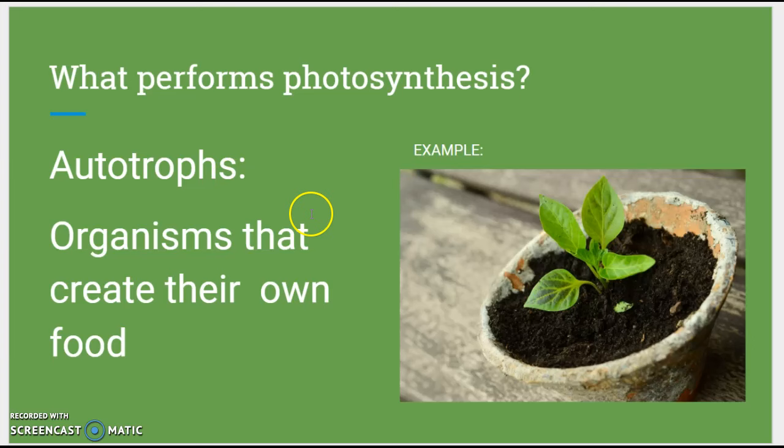So what performs photosynthesis? This should be a review. Organisms that create their own food, so plants, are called autotrophs. That should be a review from middle school, but in case you don't remember, autotrophs are any organism that makes their own food.